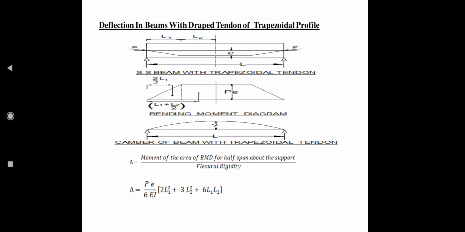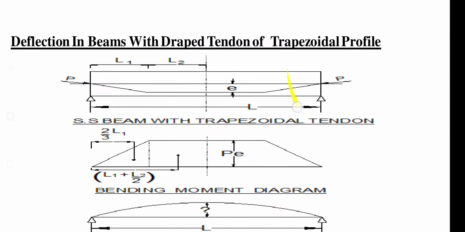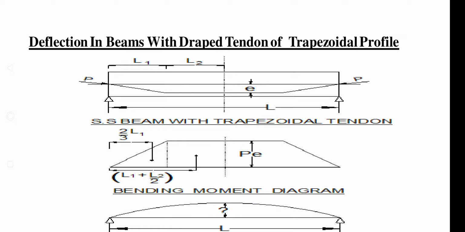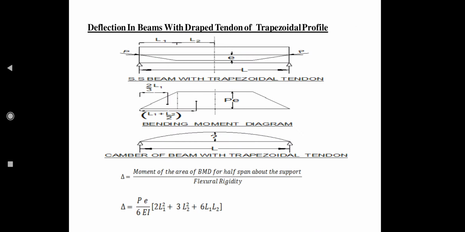Now, deflection in beams with draped tendons of trapezoidal profile. In the previous case it was a straight cable, but here the tendon has zero eccentricity at the two supports and an eccentricity of E at midspan, and the cable has a trapezoidal profile. For this type of cable profile, the bending moment will be like this. This is the bending moment diagram.